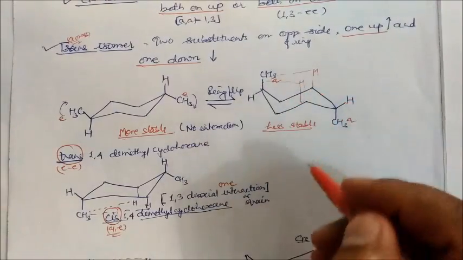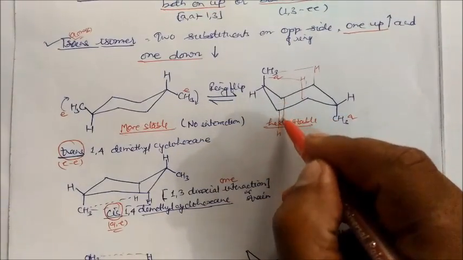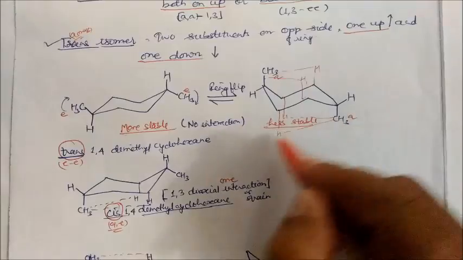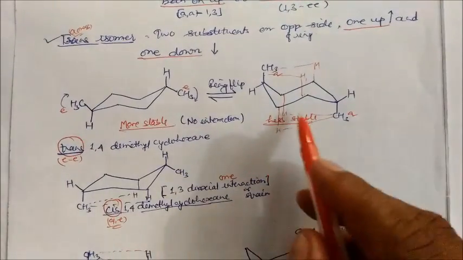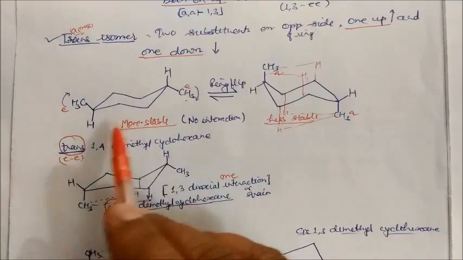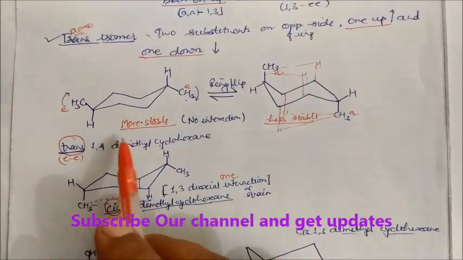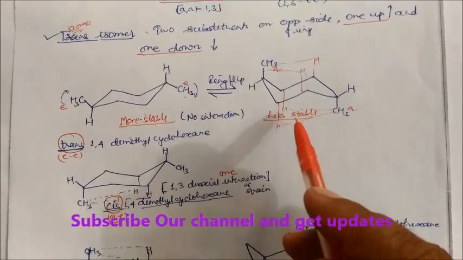This is called gauche interaction. Similarly, this axial will interact with 2 hydrogens, 1 hydrogen this side, 1 hydrogen this side. So the CH3 hydrogen interaction is there, and this is less stable. While in the other, there is no gauche interaction this side or this side because both are opposite. So this is more stable than this one.